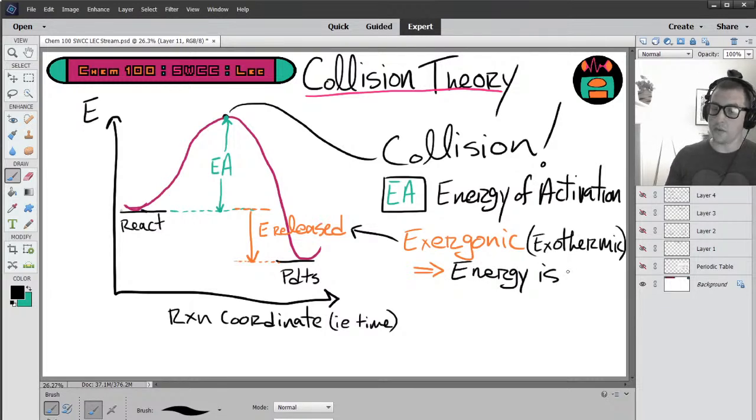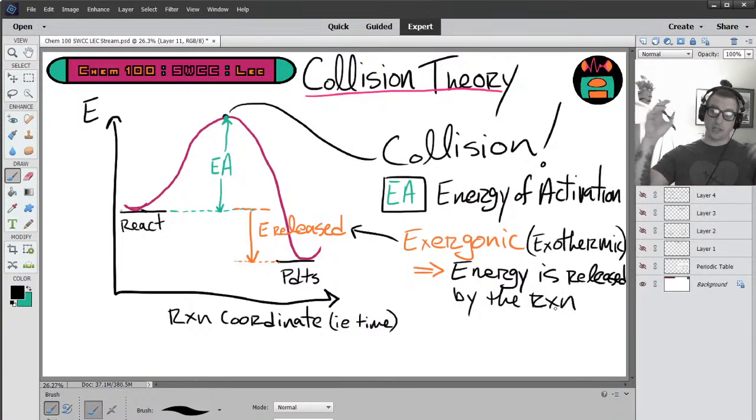And for exergonic reactions, that means energy is released by the reaction. So combustion is an example of an exergonic reaction, where you're releasing energy into the environment in the form of light, in the form of heat, at the same time.